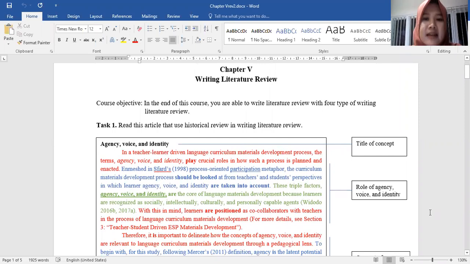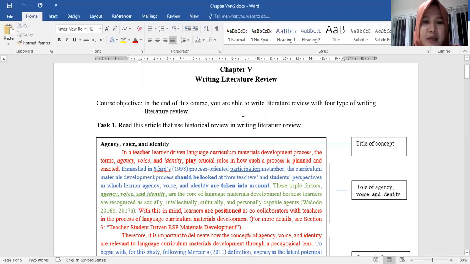Students, for this meeting, we are going to continue our materials. In a previous meeting, you learned how to write your introduction as the first part of your proposal. Here, I would like to explain what you need to do to continue your writing. After you write your introduction, you have to go on to write the literature review.